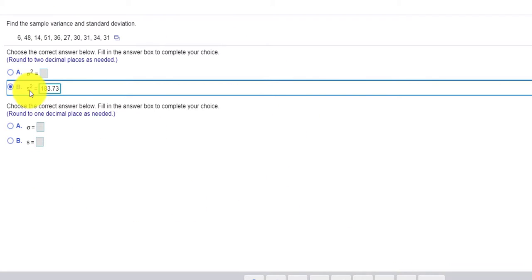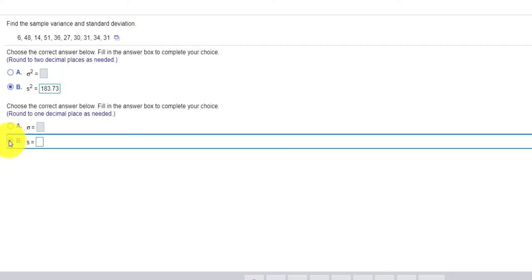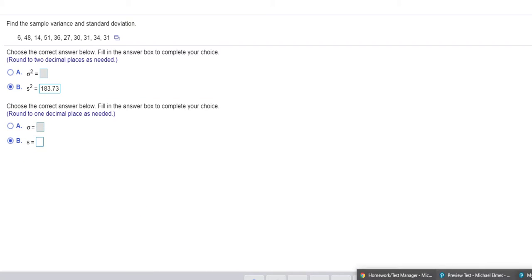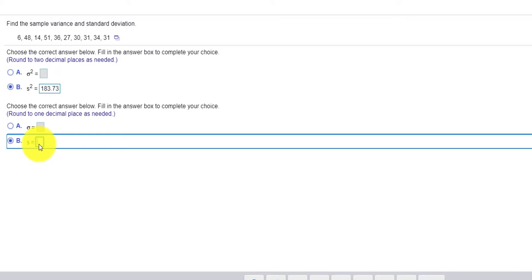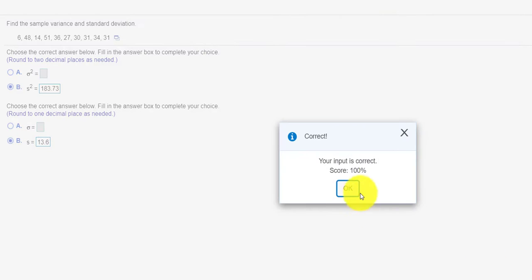All right, next, for the standard deviation, you just take the square root of this number. And so that would be this S. And it's 13.55. Oh, 1 decimal place. So 13.6. And check answer. And we get the 100%.